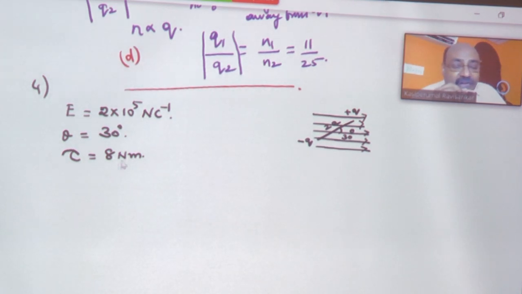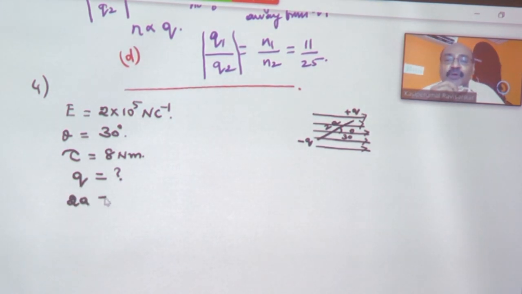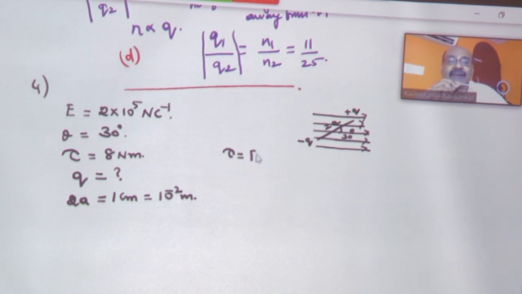The charge on the dipole is asked. So you are asked to calculate the value of Q. If the length of the dipole 2a is equal to 1 centimeter, I can write it as 10 to the power of minus 2 meter. Now, how can you get the answer? We know the formula for torque. Torque tau is equal to P into E into sin theta.